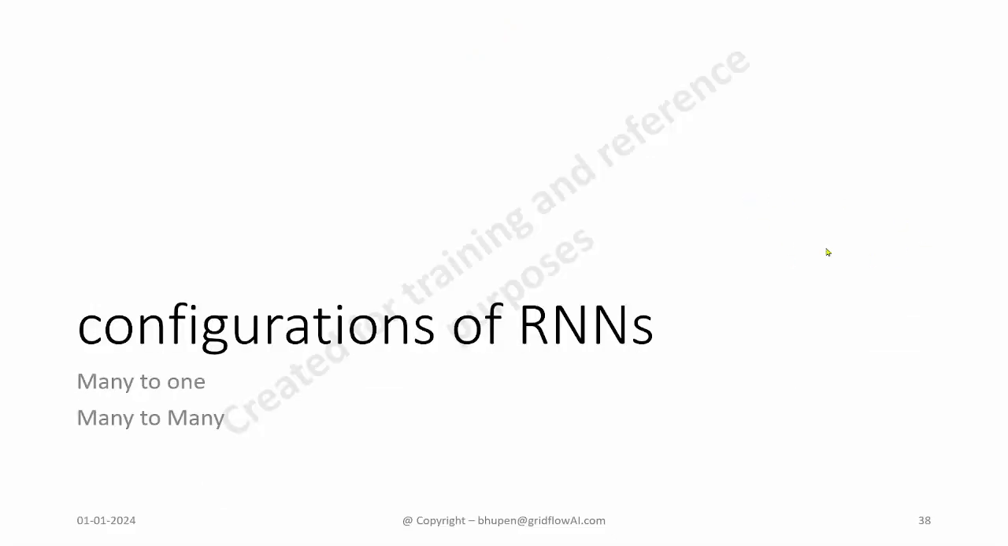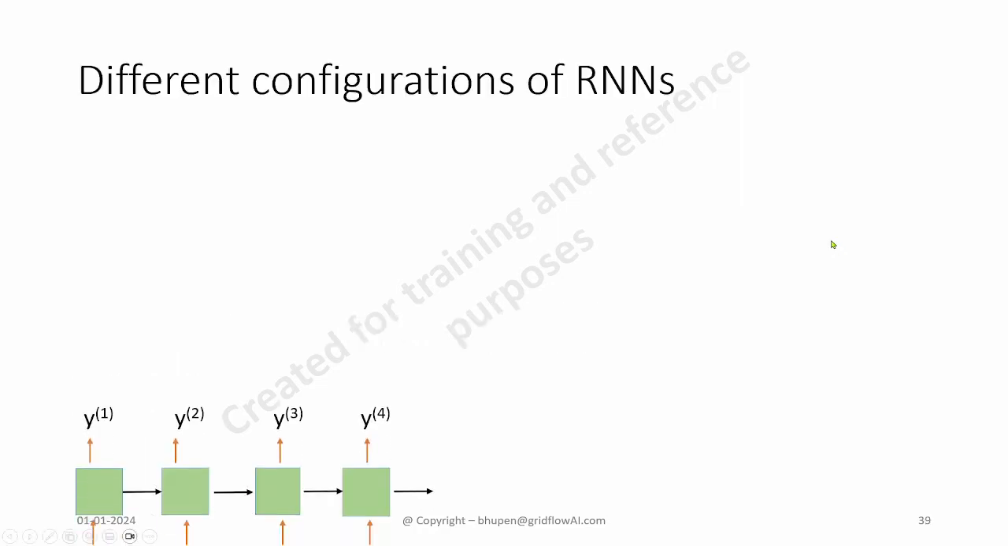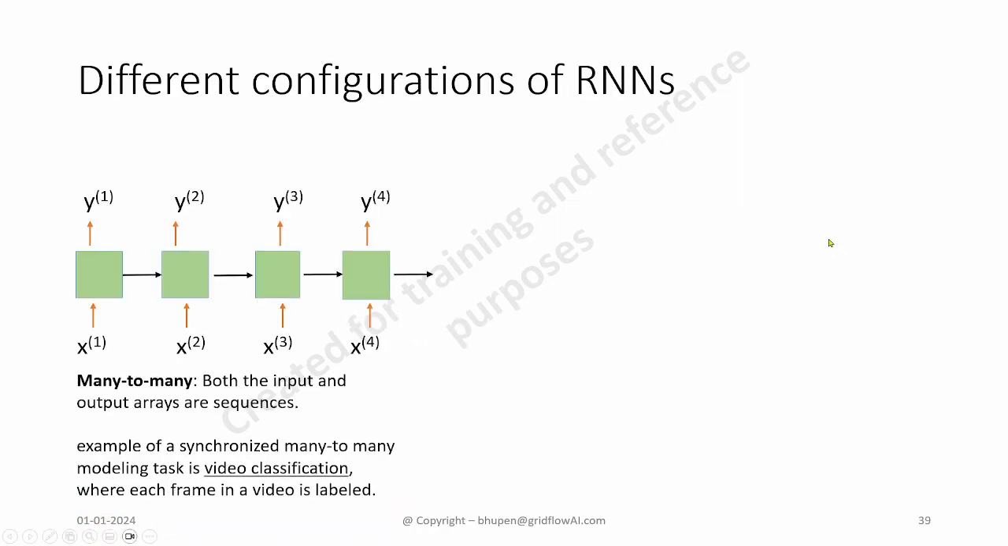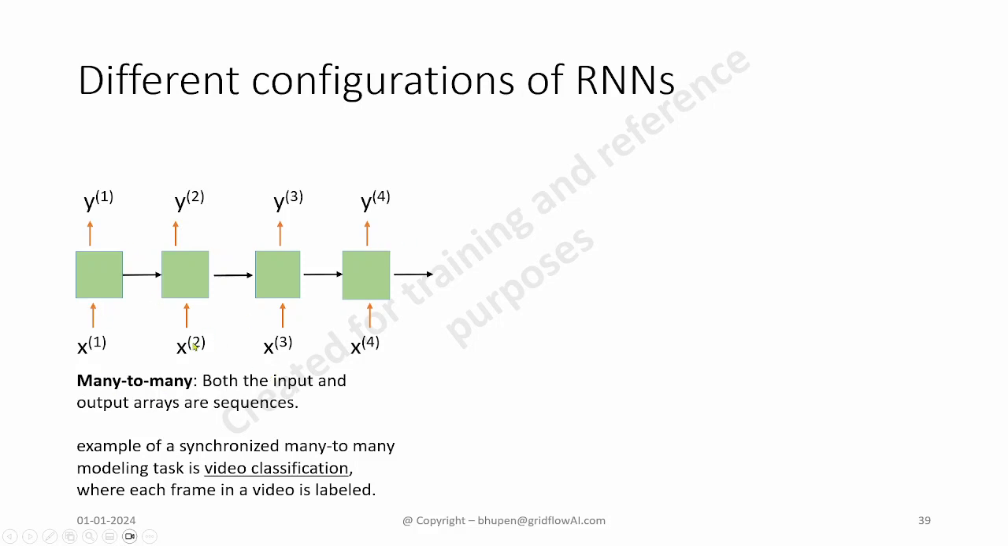Some of the popular configurations of RNN. So there are different ways you can set up the RNN. One is many to many. That means many inputs and many outputs. Let's say video classification: you have frames, and for each frame you want to generate a corresponding output. So that would be an example of many to many. In this many to many, the number of inputs and the number of outputs are the same.